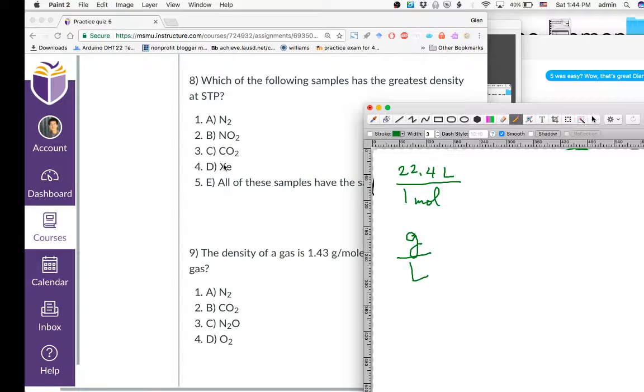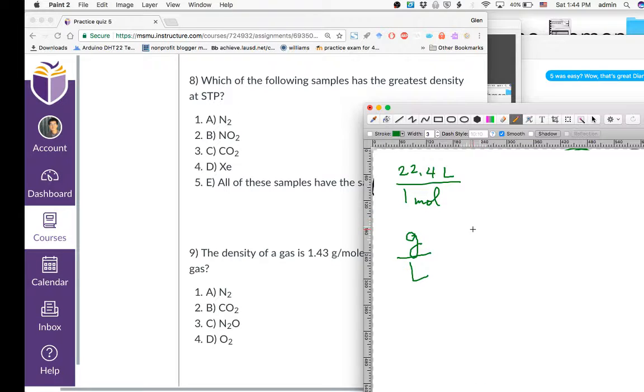Okay, now does the fact that the molar mass is the highest for xenon also mean that the density is the highest? Yes, if we're talking about STP, folks, because at STP, 22.4 liters of any gas is 1 mole of the gas. So if I have 22.4 liters of this, 22.4 liters of this, 22.4 liters of this, 22.4 liters of this, that means 1 mole of this, 1 mole of this, 1 mole of this, 1 mole of this.